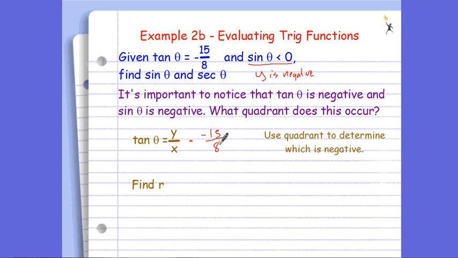Now, of course, all I need now is my r. So the way I do that, square root of, or I mean, does it matter, by the way? No, so you're adding, so it doesn't matter. So negative 15 squared plus 8 squared is what?